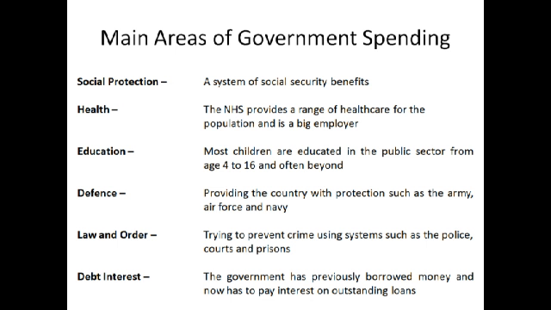Social protection is a system of social security benefits. This can be anything from the DOL, which is unemployment-related benefits, to disability allowance and that sort of thing. Health, which in the UK is essentially the NHS, National Health Service, provides a range of healthcare for the population, and it's also a big employer.